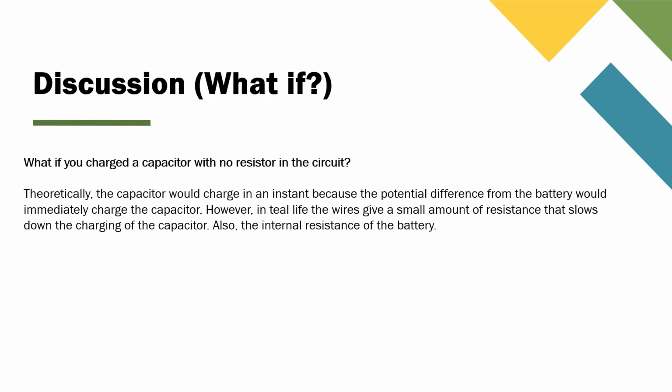So discussion, what if we charge a capacitor with no resistor in the circuit? Theoretically, the capacitor would charge in an instant, because the potential difference from the battery would immediately charge the capacitor. However, in real life, the wires will give a small amount of resistance that slows down the charging of the capacitor, plus the internal resistance of the battery, which means the chemical makeup, because the chemical reactions have to happen before anything happens in the battery.